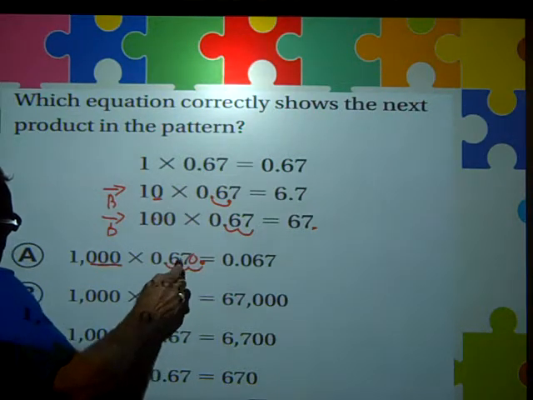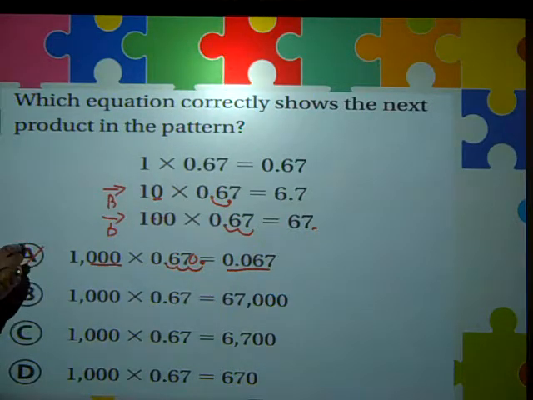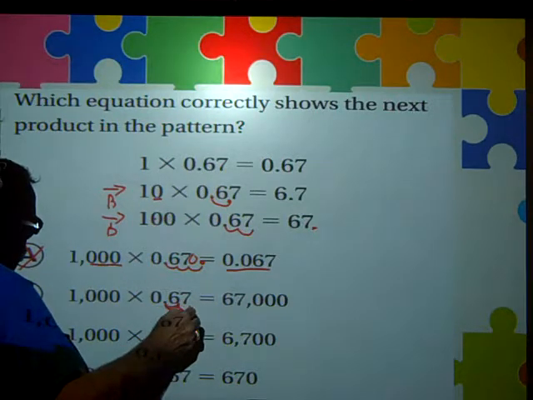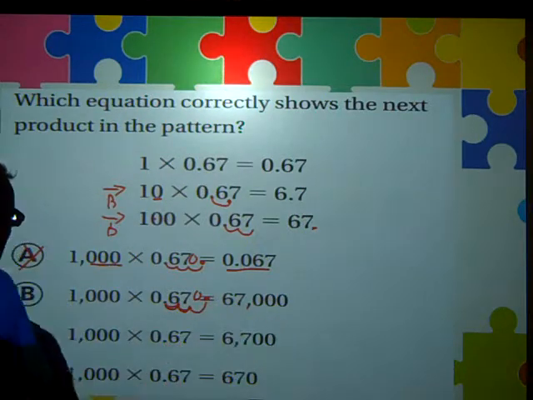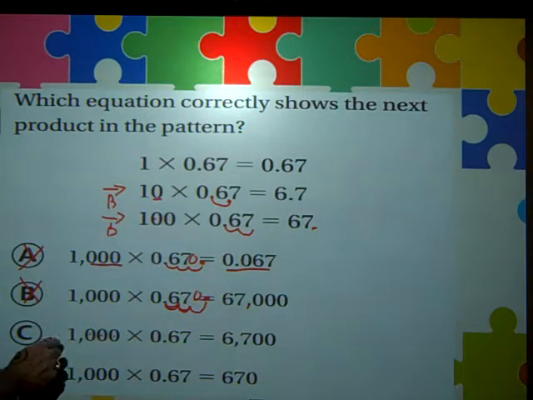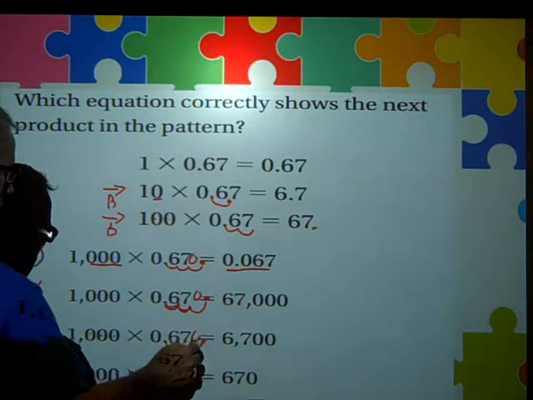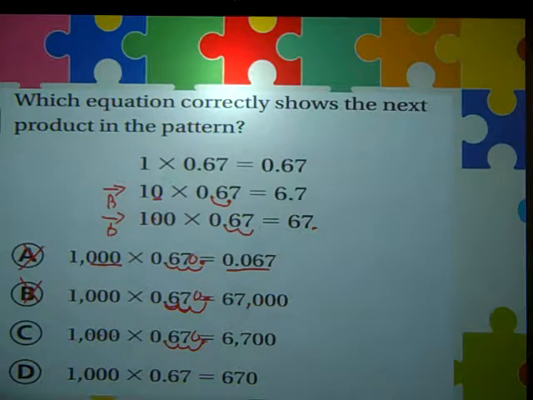So the answer should be 670 with a decimal behind it. Is that correct? No, that made the number smaller, right? Let's try this one again. 1, 2, 3. 670 decimal. 67 comma. Oh no, that's way too big, isn't it? Okay, so it can't be B. By 1,000, 1, 2, 3. Again, moving it to the right to get bigger. 1, 2, 3. 670 decimal. No, that's 6,700. That's not right.